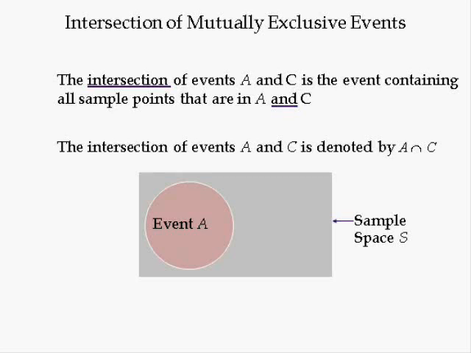If the circle on the left contains all of the sample points in event A, and the one on the right contains all of the sample points in C, then these two circles do not overlap, which means that none of the sample points that are in A are in C. Hence, the intersection is empty. When events A and C do not intersect, the probability of their intersection, the probability of A and C, is equal to 0. When this occurs, we say A and C are mutually exclusive.